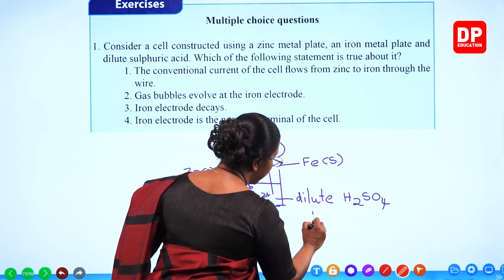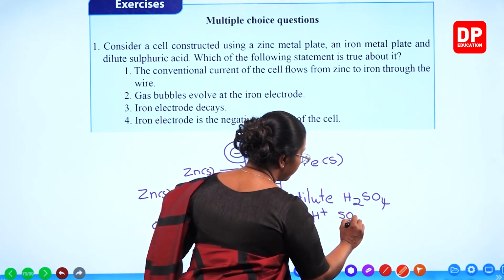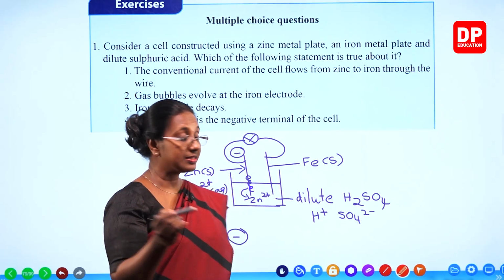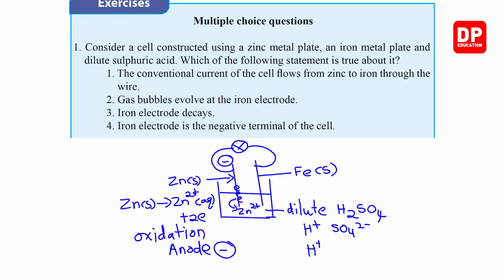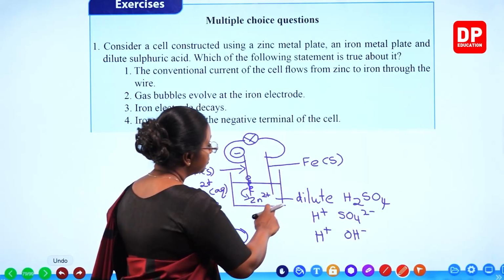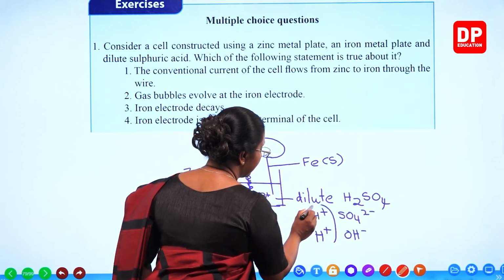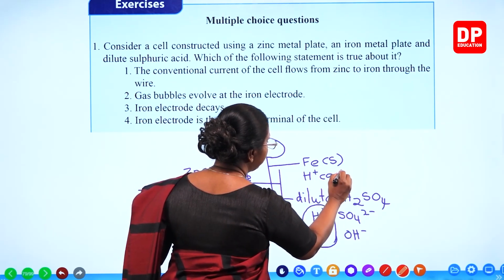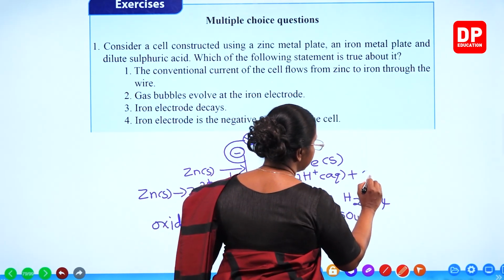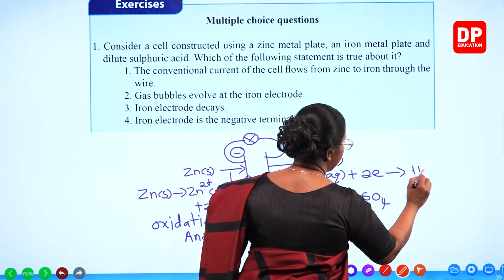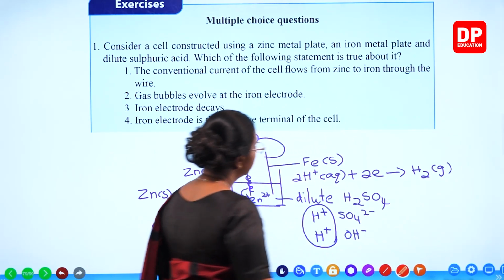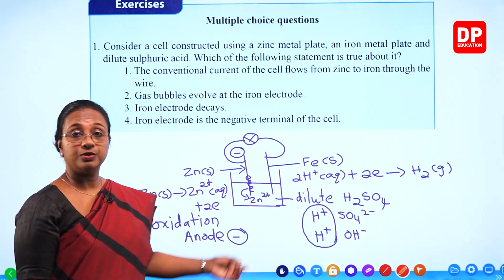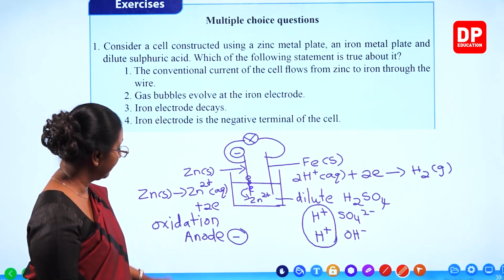From dilute sulfuric acid, we have H plus and SO4 2 minus, and due to ionization of water to a small extent, again we get H plus and OH minus. Out of these ions, the H plus ions will come near iron and take up electrons. 2 H plus ions take up 2 electrons, forming H2 gas. So you will see gas bubbles evolving near the iron electrode, that is hydrogen gas bubbles, and zinc will dissolve.